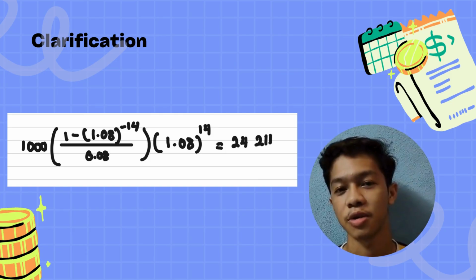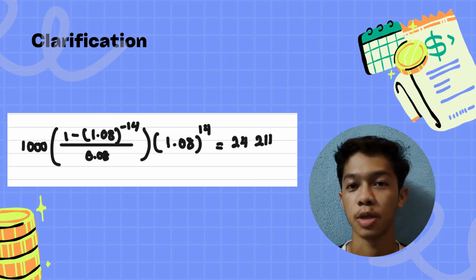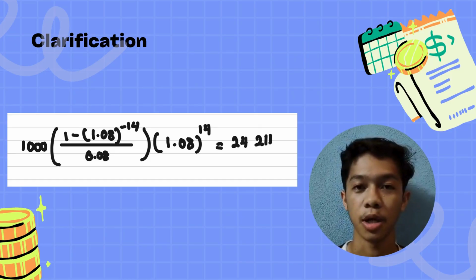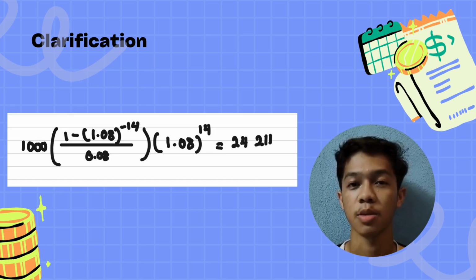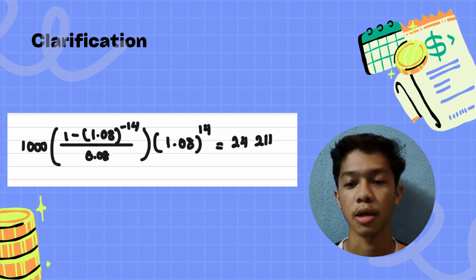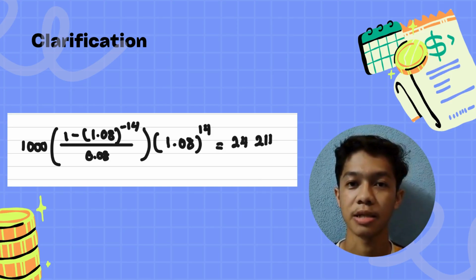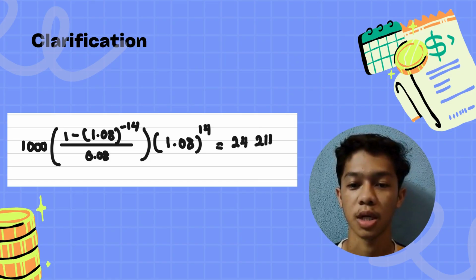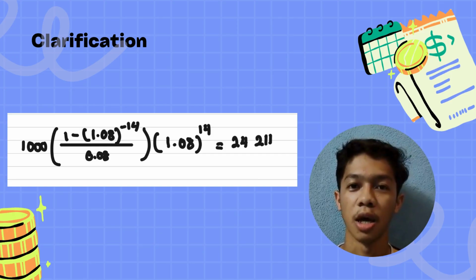Okay, so in order to check whether 14 is true or not, we have to substitute it back into the equation before. So we get that for n equals 14, the maximum money that we can withdraw is 24,211. The money that we can withdraw is less than 24,700. So it is true that 14 is the maximum number of withdrawals that we can make.